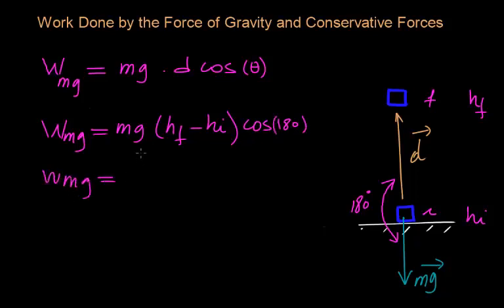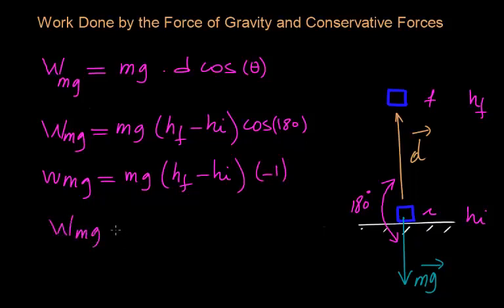Keep working on this. Here is mg, here is the height final minus initial, and we all know that cosine 180 is -1. Bring the negative to the front of the equation, you would get the work done by mg equals negative mg, distribute mg, we get mg h final minus mg h initial.